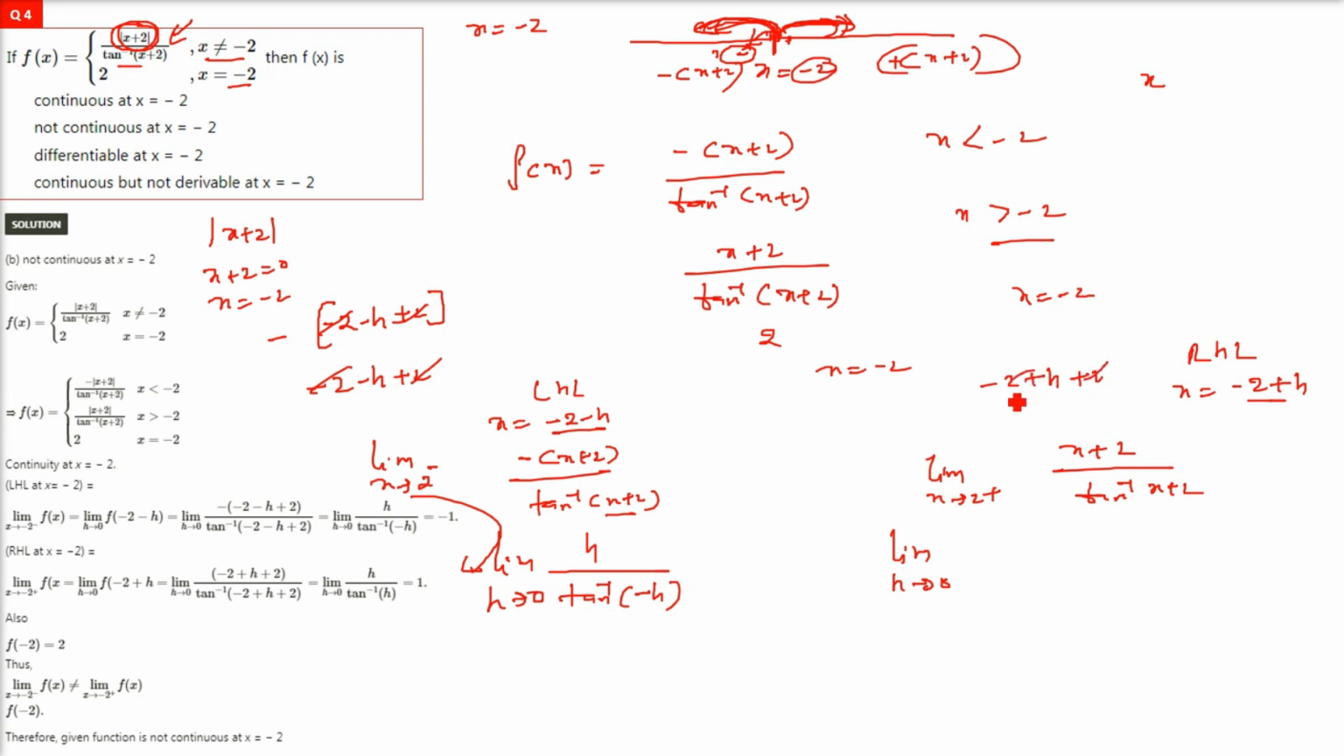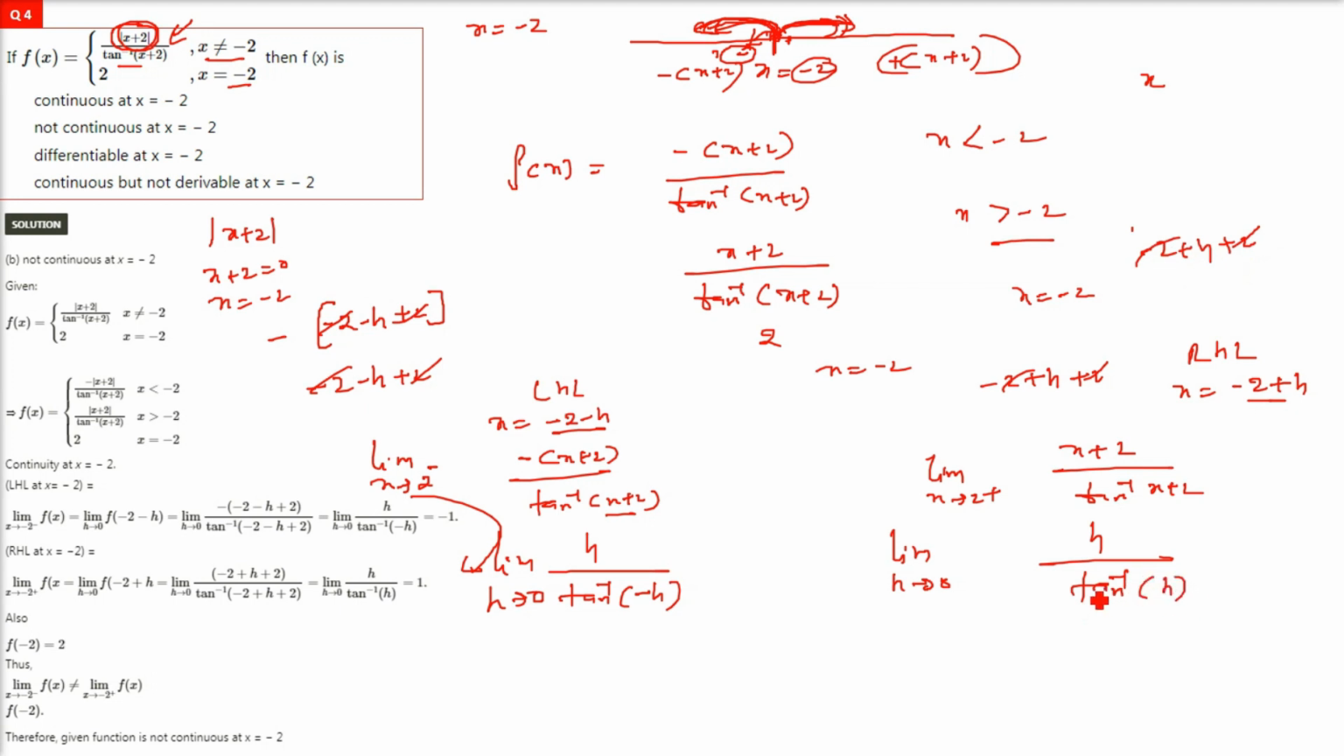So minus 2 plus h, and the 2 gets cancelled. H by tan inverse of x plus 2, so you have tan inverse of x plus 2. So x is minus 2 plus h, and then we have a 2 here. The 2 gets cancelled, h is there. So tan inverse h it will be.